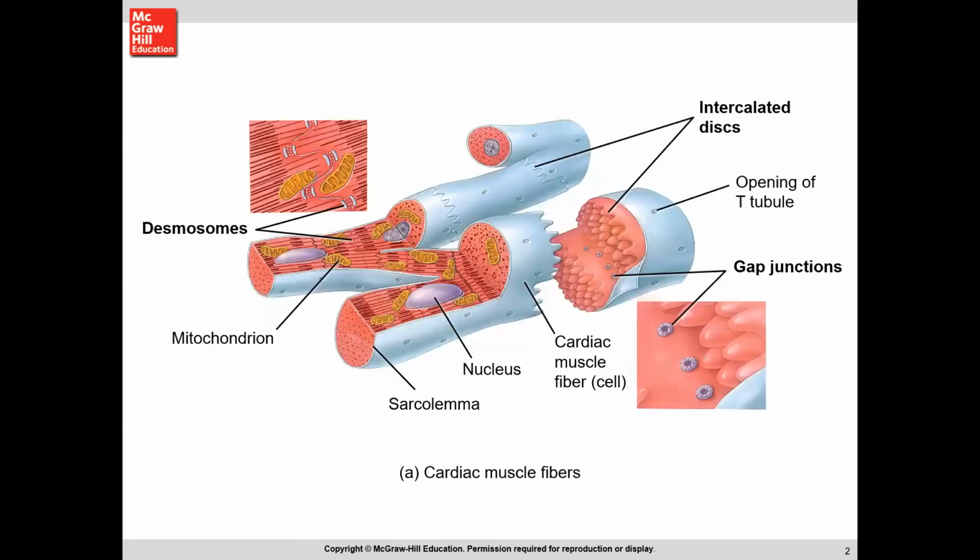Before I start talking about anatomy of the heart, I want to talk about its histology. In this picture, you can see the histology of cardiac muscle. The cardiac muscle cells, as you see here, are cylindrical in their shape. They can show branching.